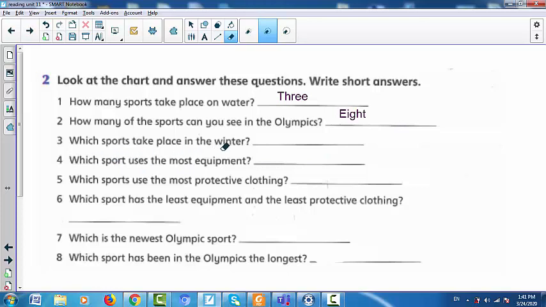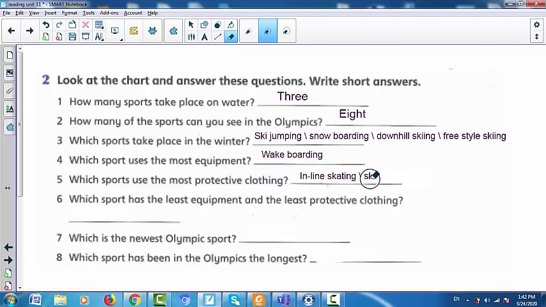Which sports take place in the winter? Ski jumping, snowboarding, downhill skiing, and freestyle skiing. We have 4. Which sport uses the most equipment? Wakeboarding. Which sports use the most protective clothing? Inline skating and skateboarding.